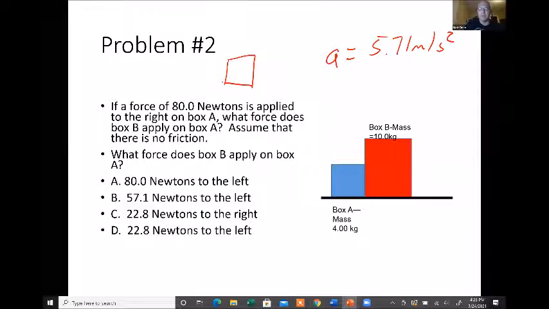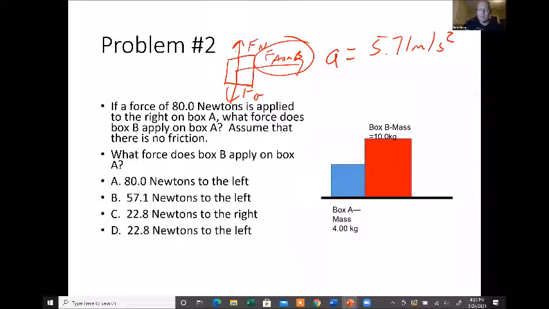So this is box B. For box B, we have the force of gravity acting down. We have the normal force acting up. And the only other force acting is the force of A on B. So that force, the force of A on B, is the net force acting on that box. So let's go back to Newton's second law. Let's calculate the net force that acts on box B.